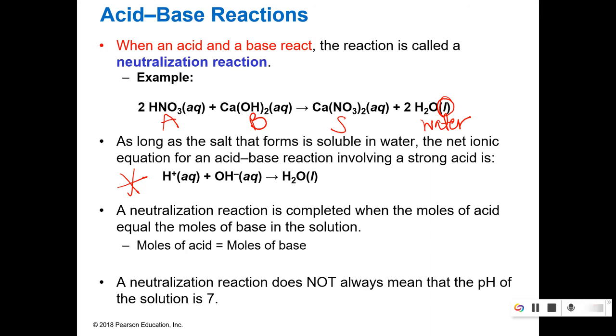It is important to note that a neutralization reaction doesn't always mean it'll have a pH of 7, and that'll become more apparent in chapter 16. However, in a neutralization reaction, the moles of acid should equal the moles of base, which is going to be important in a few minutes.